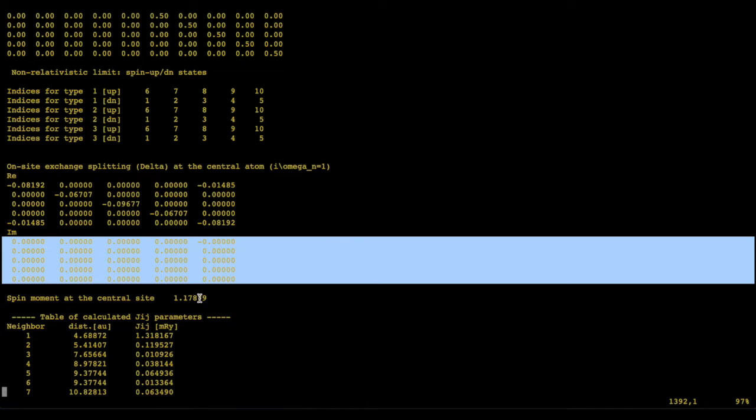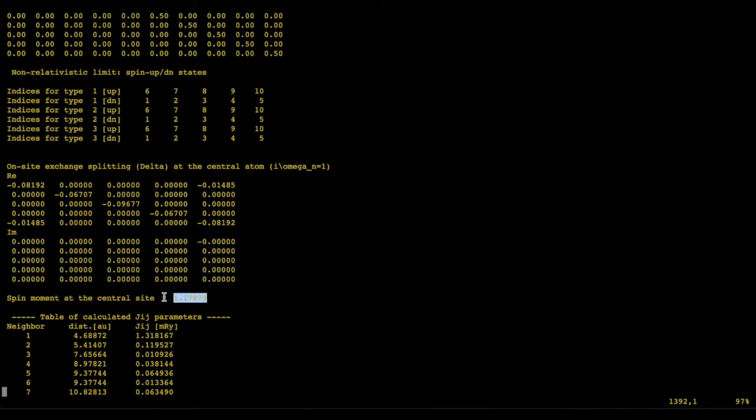Here is a calculated value of the spin moment on the central atom, which is cobalt in our case. It's close to 1.2 Bohr magneton, and it's indeed similar to what we find in the out file of a self-consistent calculation. This value here is calculated using the Matsubara mesh specified in the green.inp file. And if this value is too different compared to the self-consistent value, it means that most likely you don't have enough Matsubara points in your calculation.